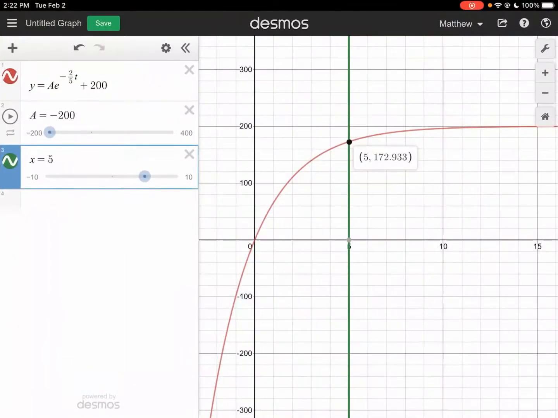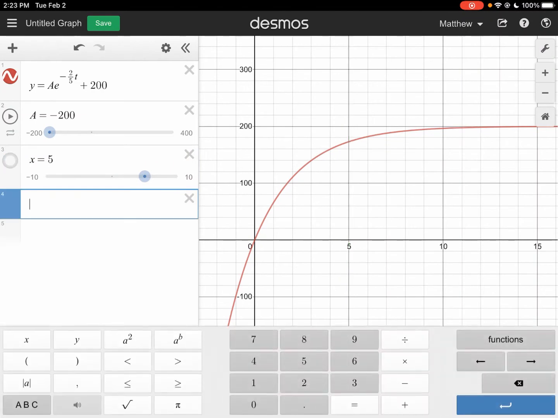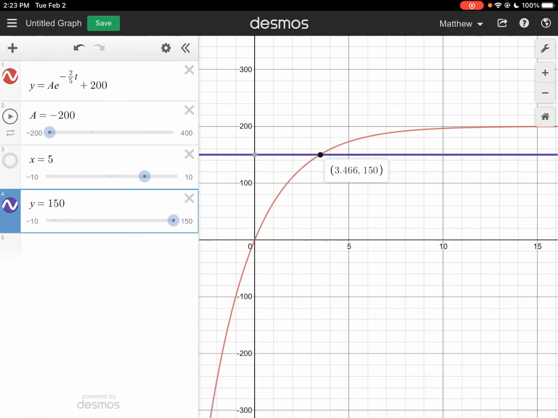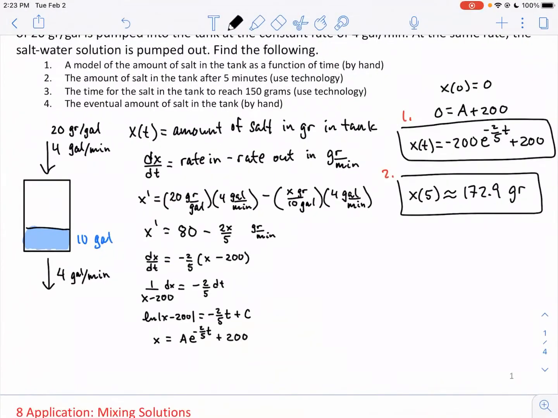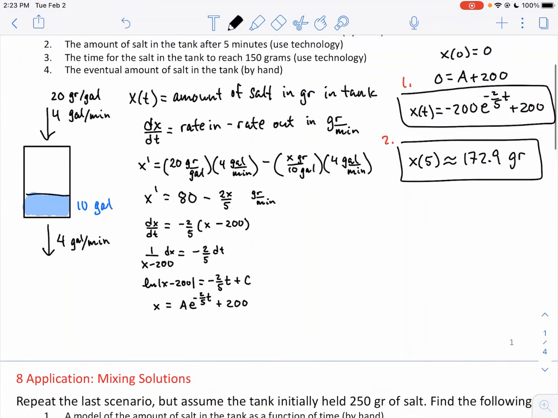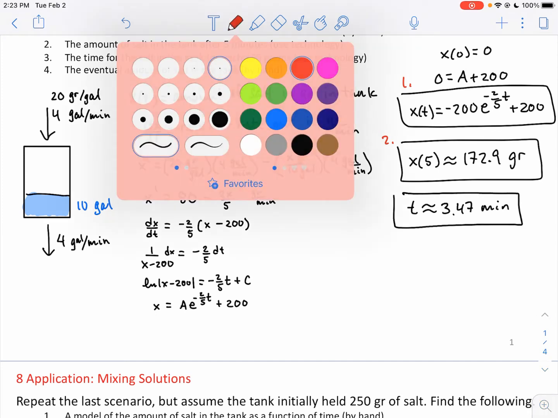All right, so the vertical axis is how many grams we have, so we want to draw a horizontal line. And that's typed in by y equals 150. Find that time right there, and we can see that the time is about 3.466 minutes, or 3.47 rounded. The unit is minutes. And this answers question 3.